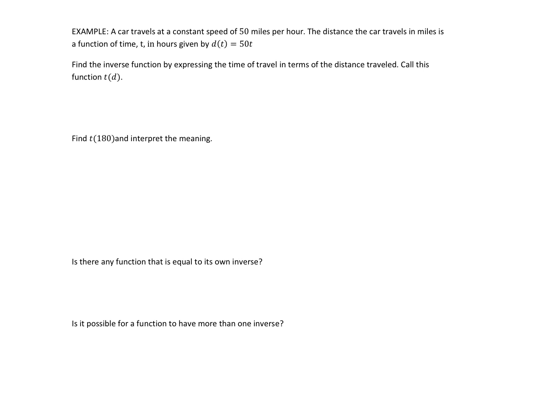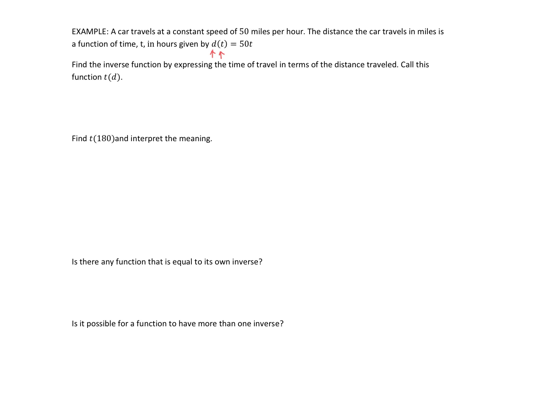So let's look at another example. Here we have a car that travels at a constant speed of 50 miles an hour. The distance that the car travels in miles is a function of time, t, in hours, given by d of t equals 50t. So this is the distance that depends on the time. Find the inverse function by expressing time in terms of the distance traveled, and call this function t of d.